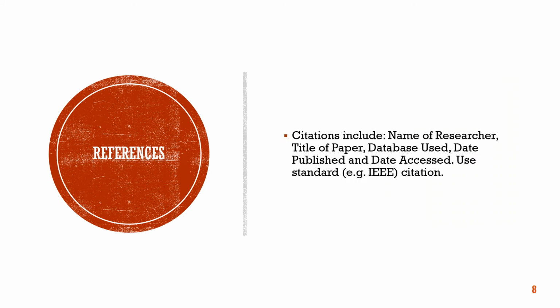References. Citations should be such that people should be able to go back to the references. Make sure that all information is clearly mentioned: the name of the researcher, title of the paper, database used, whatever you need to do in a formal way. You can use the IEEE standards for citation. We'll talk more about this when we come to writing a full technical paper.